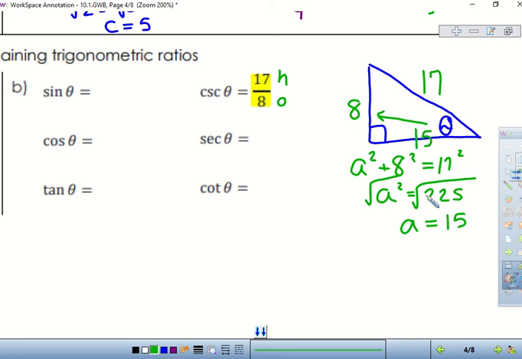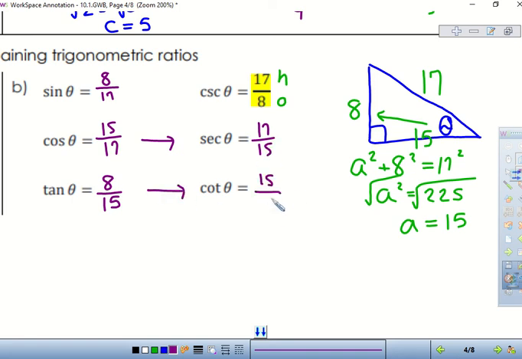So everybody good with how I got the 15? This is another special triangle. It's called an 8, 15, 17. Now that we have that, we can go through and do the rest. So sine is what? 8 over 17. Good. Cosine is? Good. And tangent? Good. Now we're going to do our reciprocals, so you simply flip them. And that's what we end up with.